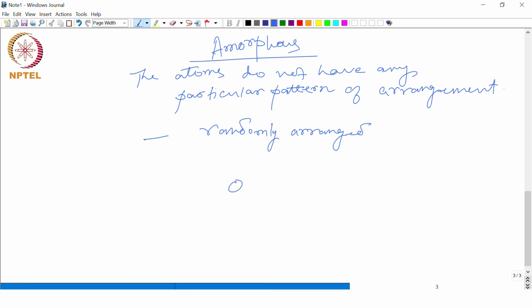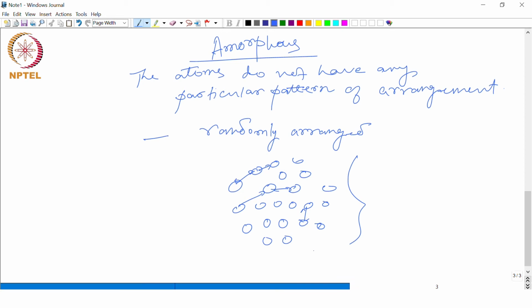Right. So, these atoms may not have to follow any particular order, like what we have seen in the case of the crystalline materials. So, there is no repeating of any of these features or distances in a periodic manner when the structure is amorphous.